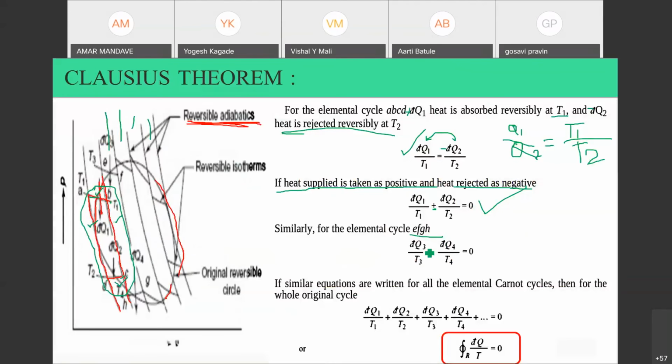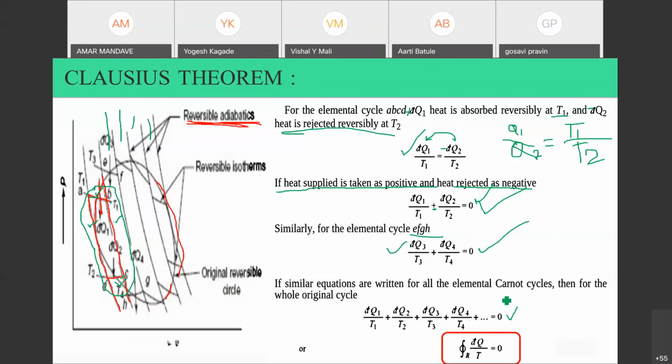For the second section, we can write down dq3 upon t3 plus dq4 upon t4 is equal to 0. Similarly, for all the sections, we can write down this equation. On the right hand side, there will be a 0 for each and every equation. So by adding all those equations, we can write down dq1 upon t1 plus dq2 upon t2 plus dq3 upon t3 and so on is equal to 0.